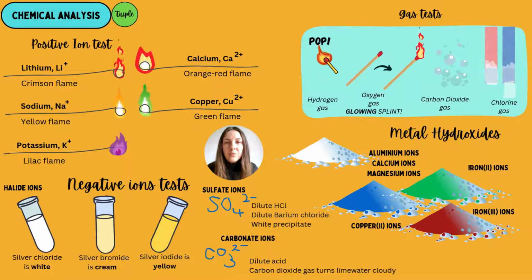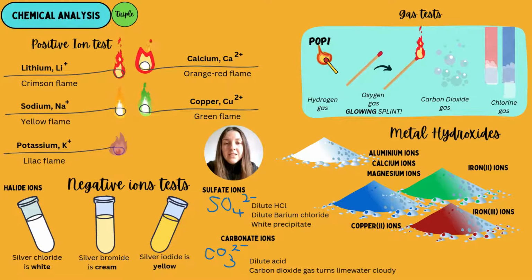Well, we would need to burn these, and we'd basically see that lithium will form a crimson flame, which is like a really nice red color. Sodium will form a yellow flame, and potassium will form this lilac colored flame. Copper is a green flame, and calcium 2+ is an orange-red flame. So like I said, worth making flashcards on these so you have those key ideas in your mind.